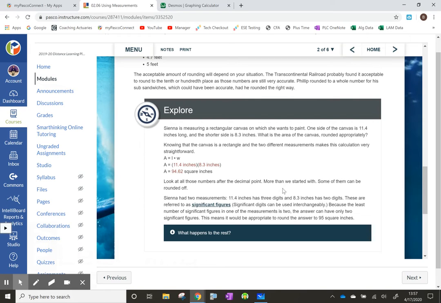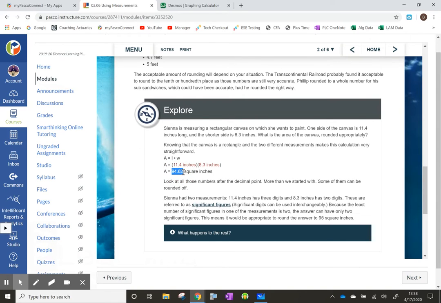One side of the canvas is 11.4 inches long and the shorter side is 8.3 inches. What is the area of the canvas? Round appropriately. So, of course, area is simple. It's just length times width, right? So we'll just do 11.4 times 8.3, right? That gets us an answer of 94.62.